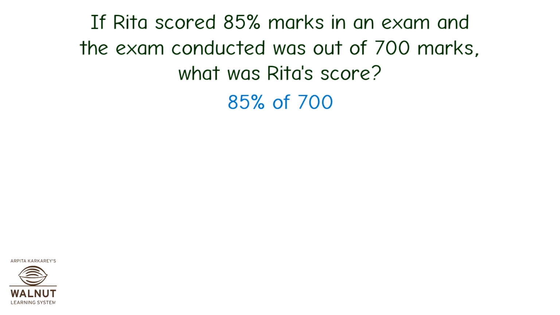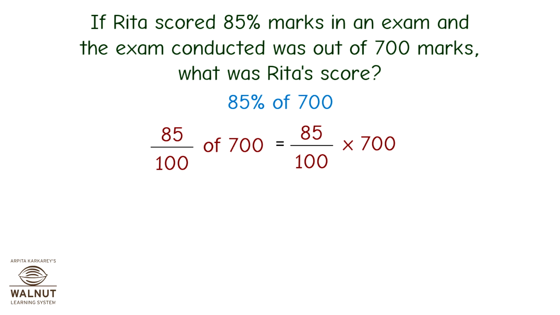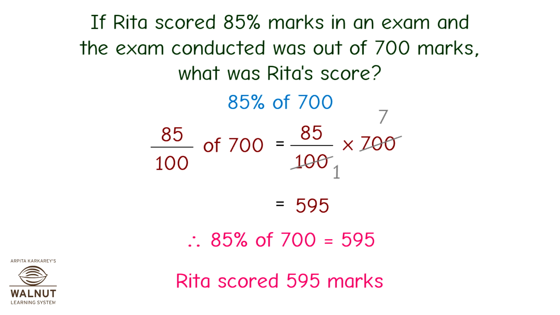85% of 700 means 85 upon 100 of 700. Of means multiplied by. So we replace it by an into sign. So it becomes 85 upon 100 into 700. We cancel out the common factors and we get 85 into 7, which is equal to 595. Therefore, 85% of 700 is 595. So Rita scored 595 marks out of 700 in the exam.